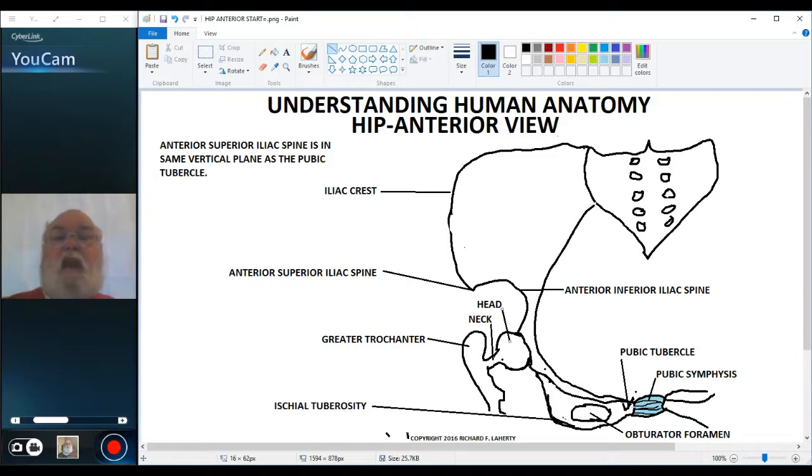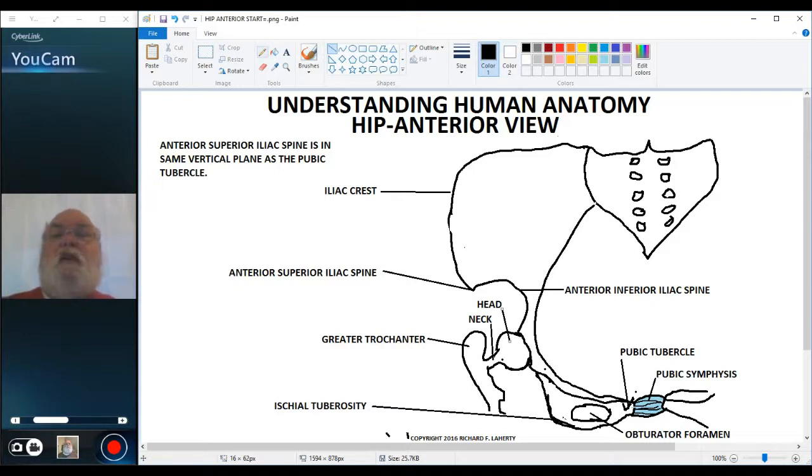Now, we need to look at some ligaments associated with the joints here. One of the joints is the amphiarthrosis that is called the pubic symphysis. And I really have exaggerated the size of the pubic symphysis. The two pubic bones are actually much closer together.